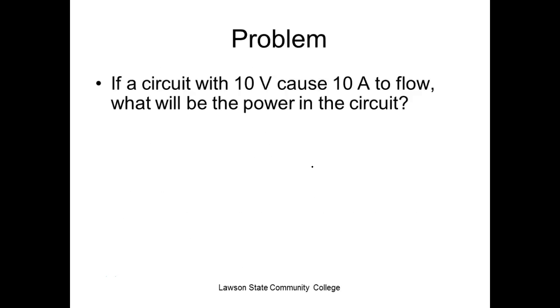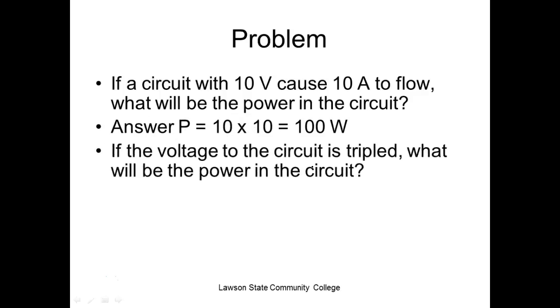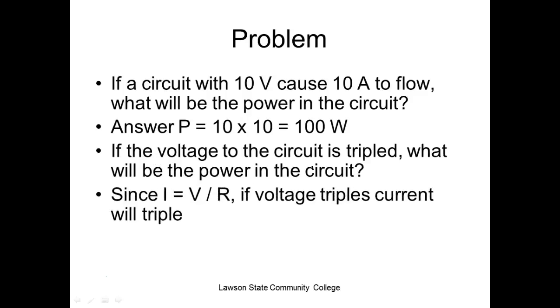If a circuit is 10 volts, 10 amps, what would be the power? We know it's going to be 100 watts. If the circuit voltage triples, what will the power do? Since I is equal to V over R, if the voltage triples, the current triples, so the power went up to 900 watts. And this is why if you take a 110 light bulb and you put it on a 240 circuit, it pops just like that.